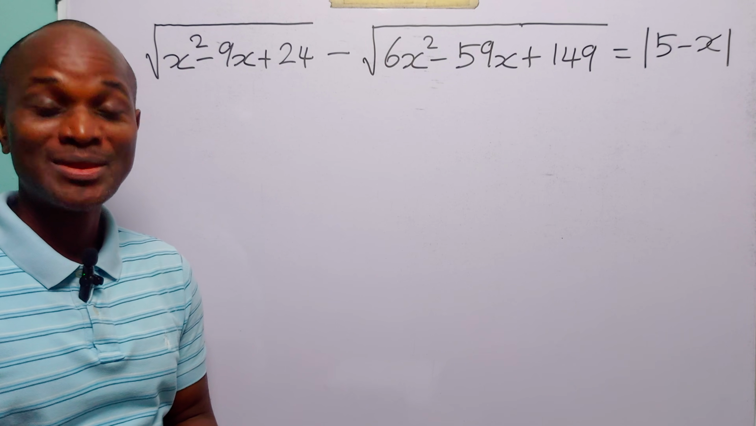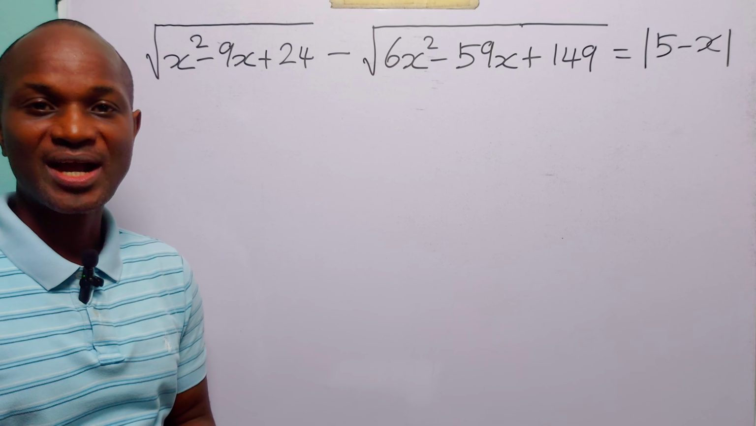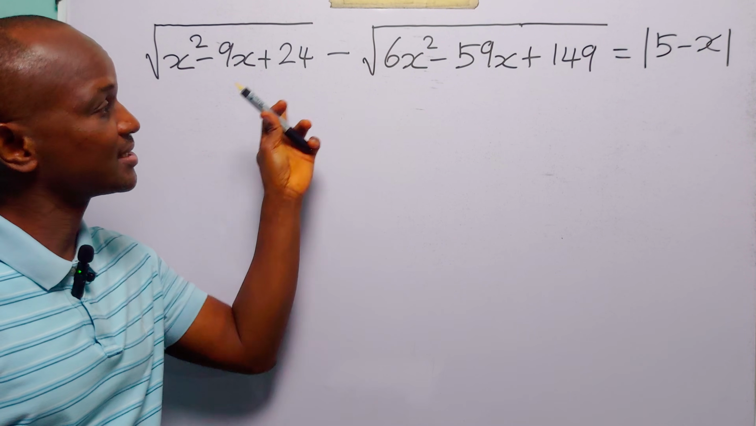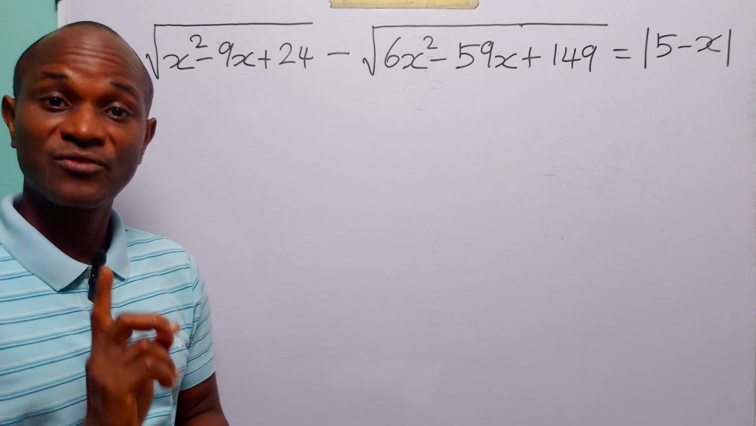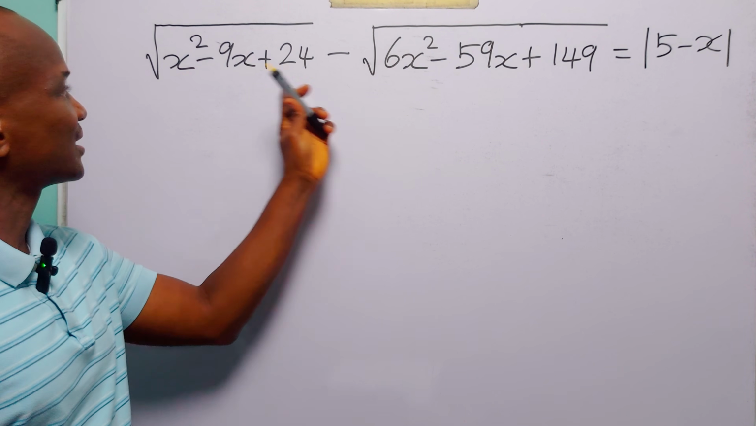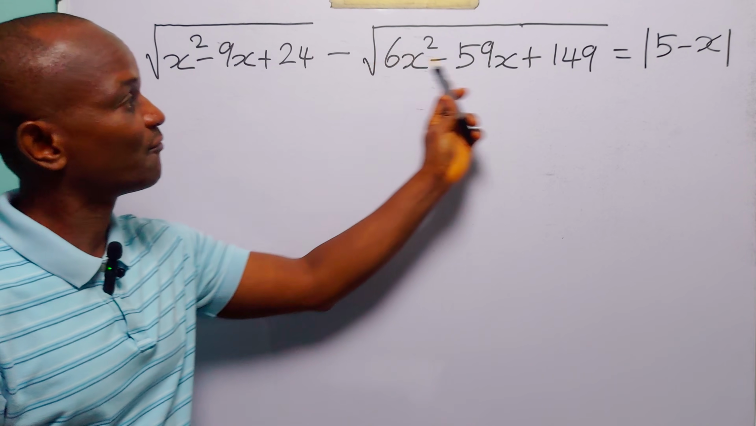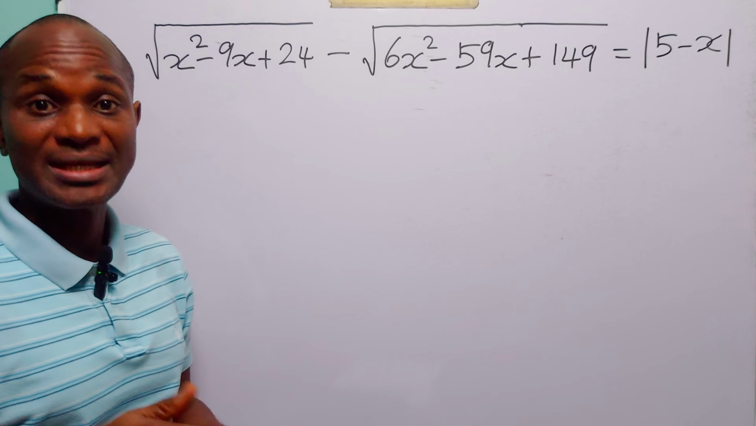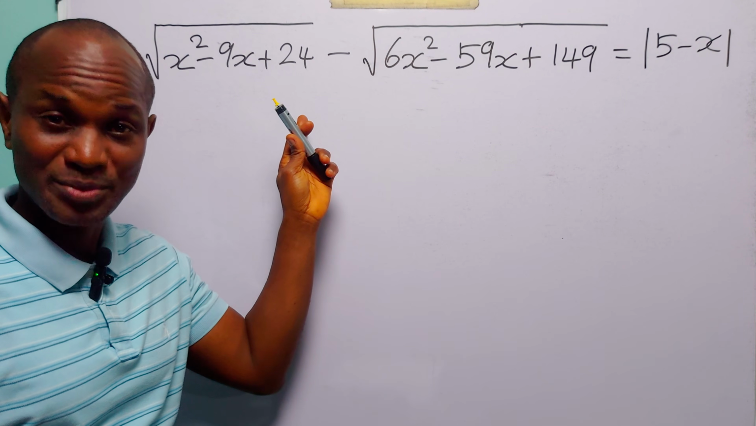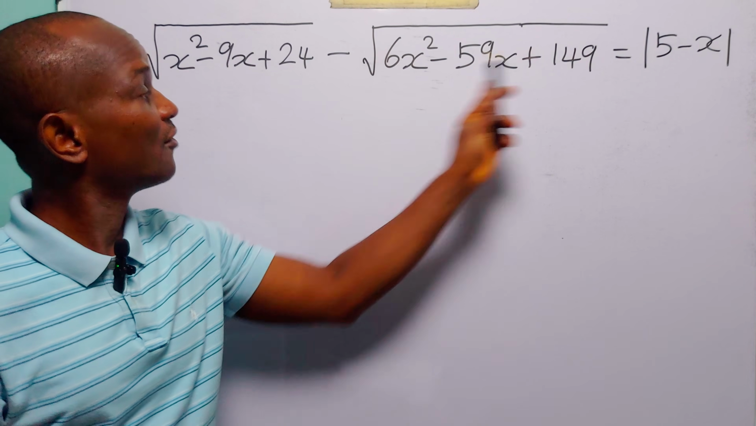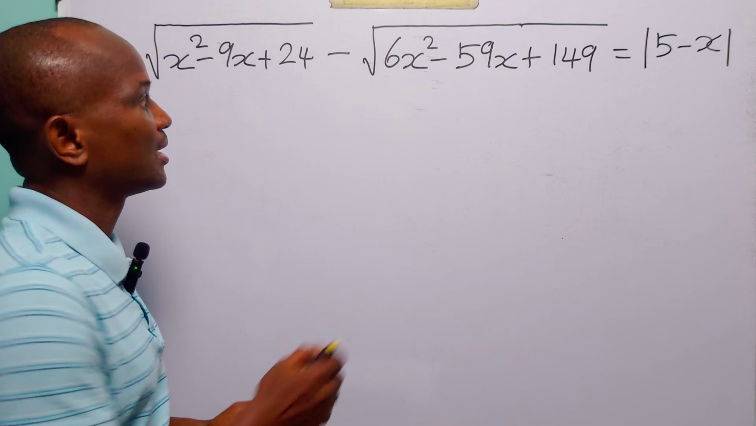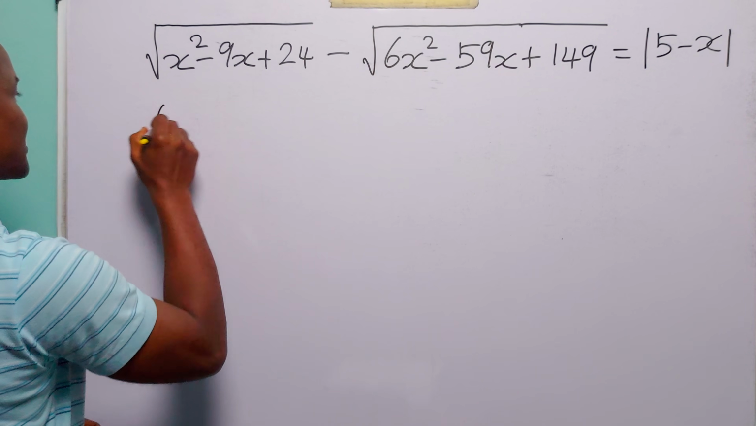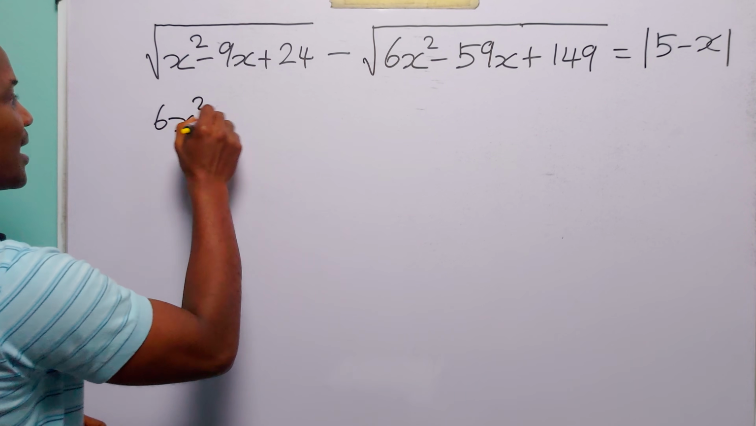Hello and welcome. In this math tutorial, our task is to find the real values of x that satisfy this radical equation. Now, to solve this problem, the first thing we are going to do is to subtract this quadratic expression from this. But before we begin, remember that for this equation to be defined, both of these quadratic expressions must be positive.